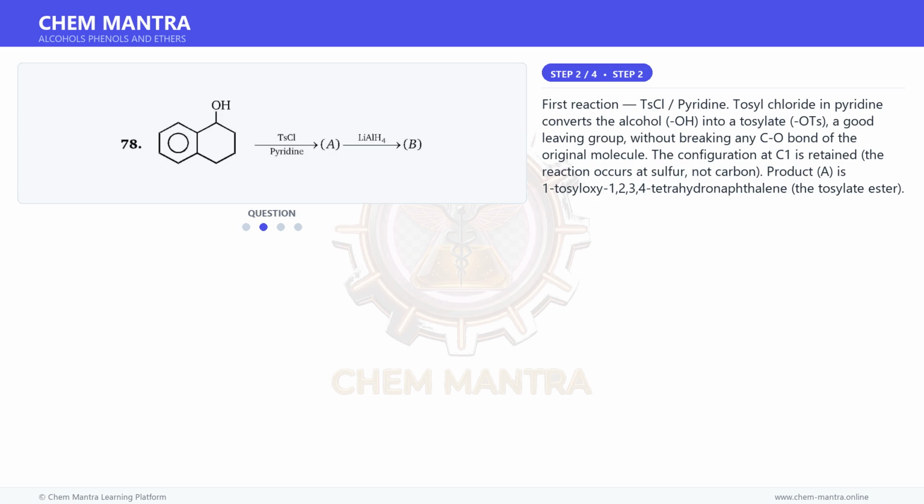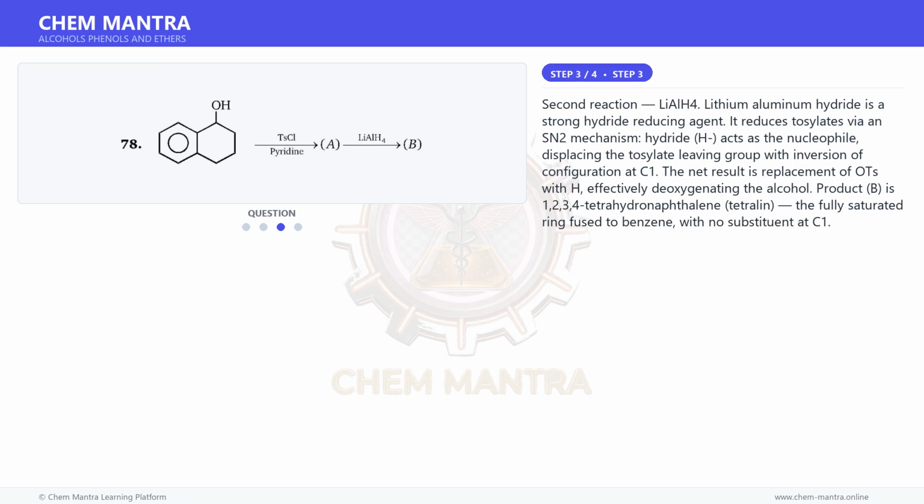First reaction, TsCl, pyridine. Tosyl chloride in pyridine converts the alcohol, OH, into a tosylate, OTs, a good leaving group, without breaking any C-O bond of the original molecule. The configuration at C1 is retained. The reaction occurs at sulfur, not carbon. Product A is 1-tosyloxy-1,2,3,4-tetrahydronaphthalene, the tosylate ester. Moving on to the next step.